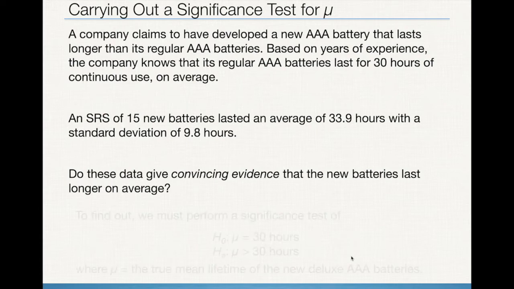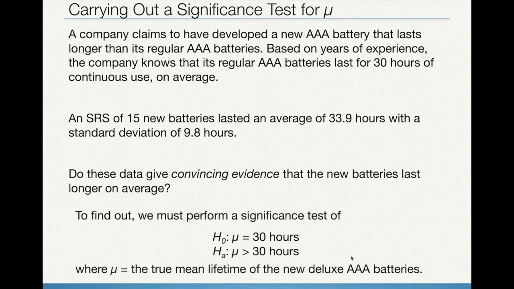All right, so we always start with the same idea. State, plan, do, conclude. So if we take a look at state, again, we have H naught and we have H A, or the alternative hypothesis. Remember again that the values aren't actually what the hypotheses are. It's actually a statement of mu. Always use the population parameter when you are stating what our hypotheses are. So in this case, our null hypothesis, or the fact that there is no change, would be mu would have to be equal to 30 hours. Please use units when we have them.